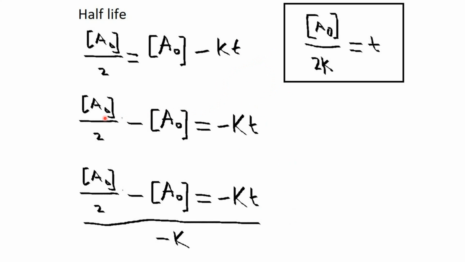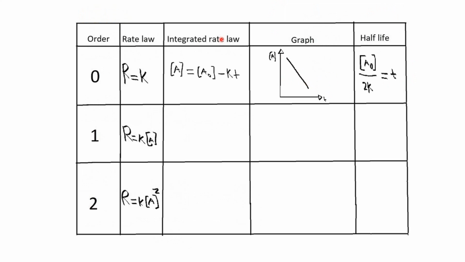We take A initial over 2 minus A initial is equal to negative kt. We divide by negative k on both sides, and you're going to end up getting that t is actually equal to A initial over 2k. And that's your half-life for zero order. So that's basically it for zero order. That's all you need to know for zero order. We'll be solving applications in a separate video.